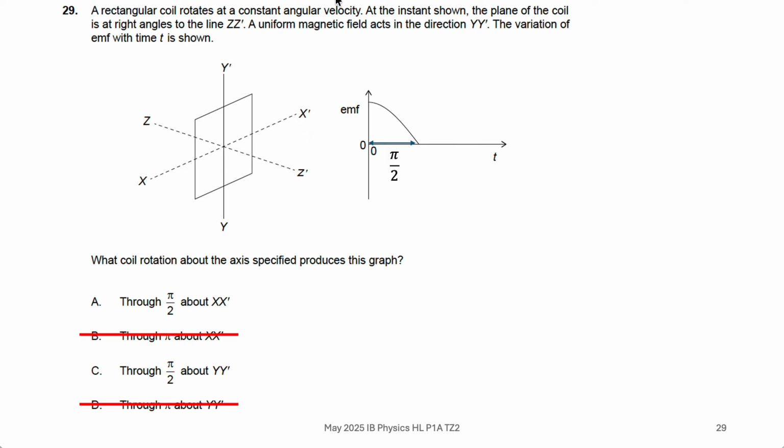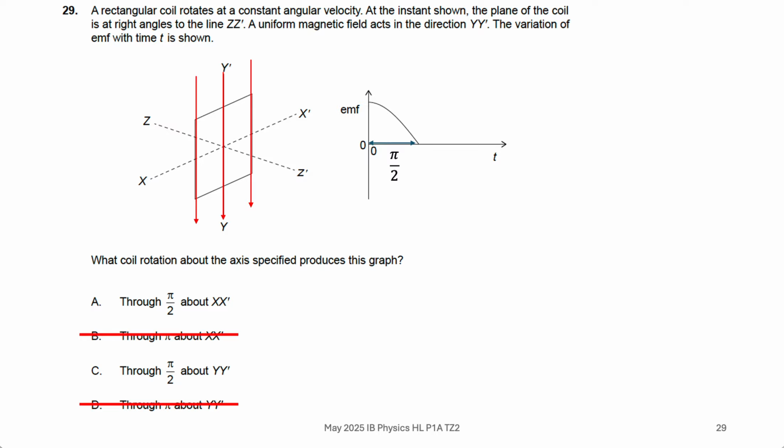The thing to note here is the direction of the magnetic field. It's in the YY' direction. So in other words, it's a kind of vertical field acting down like this. Now we need to ask ourselves which rotation would allow that flux acting through the coil. Remember, it's the flux through the coil that changes and therefore generates the EMF. Which rotation would allow that flux to increase and decrease?